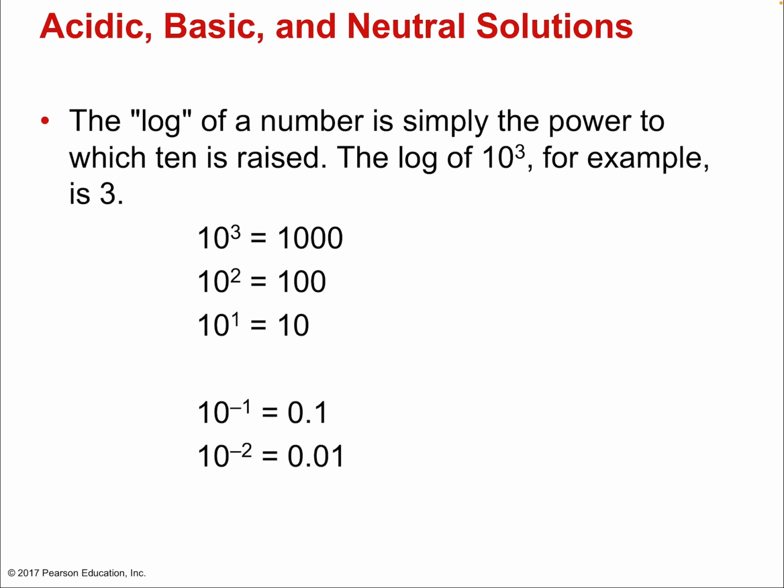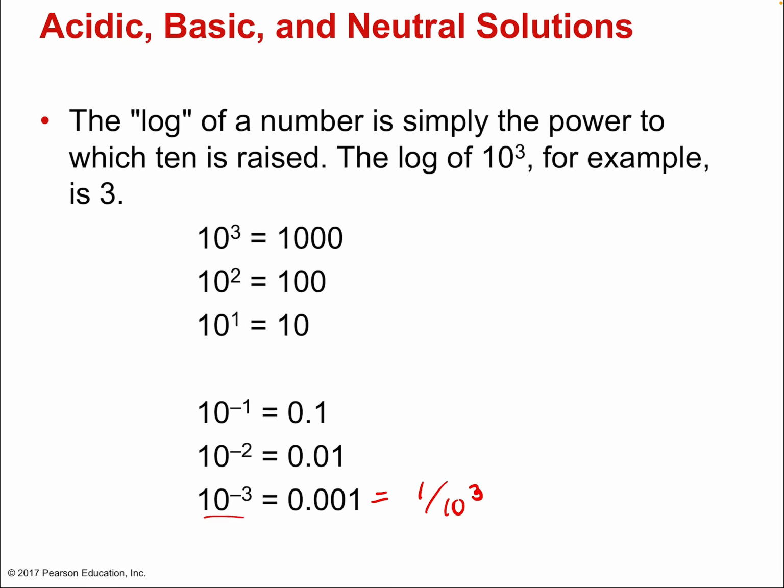10 to the negative 2 is 0.01, because that's 1 over 10 squared, which is the same as 1 over 100. So it's 1/100th, okay? And then 10 to the negative 3 is 1/1,000th, because it's just 1 over 10 to the 3. So 10 to the negative 3 is the same as 10 to the 3 in the denominator. That's kind of a rule of exponents.